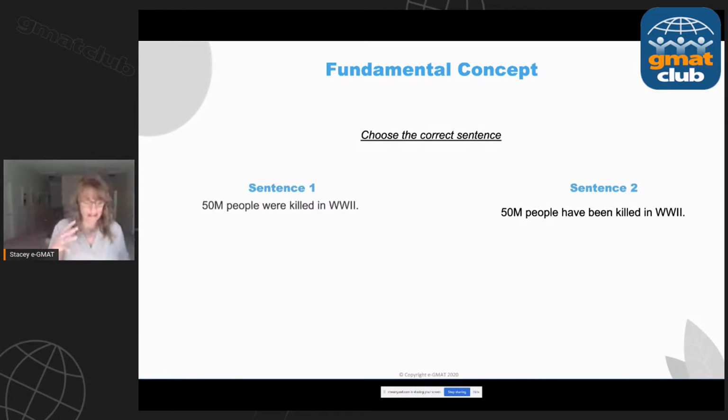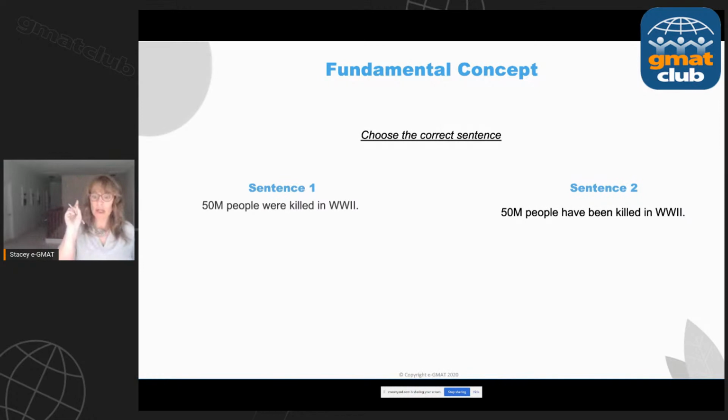So I want you to think about this sentence, and we're going to pop a poll in for you to answer this really quickly. I'm only going to give you about 30 seconds. So nice job if you got 2 out of 3. That's a pretty good accuracy rate. But look at this fundamental concept, and I want to make sure that you're understanding why you're getting your questions correct, and make sure your verb tenses are in order. So choose the correct sentence here. 50 million people were killed in World War II. 50 million people have been killed in World War II.